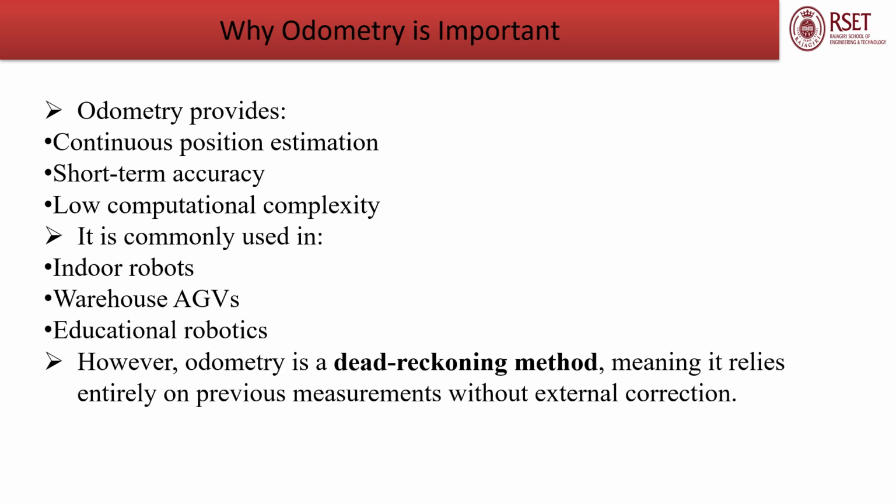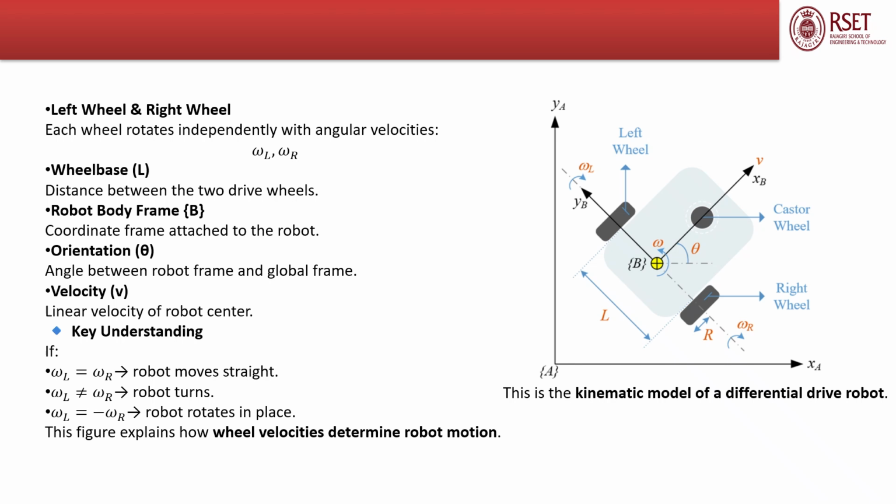In this slide, we observe the kinematic model of a differential drive robot. A differential drive robot has two independently driven wheels. By varying the velocity of each wheel, the robot can move forward, rotate, or follow curved trajectories. If both wheels move at the same speed, the robot moves straight. If one wheel moves faster than the other, it follows a circular arc. If wheels rotate in opposite directions, the robot rotates about its center.